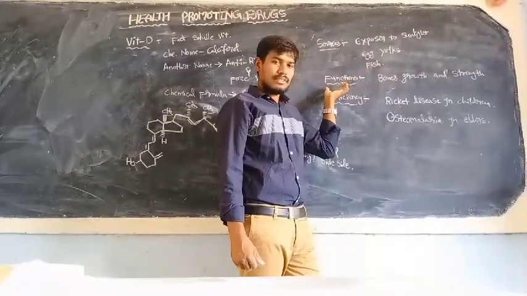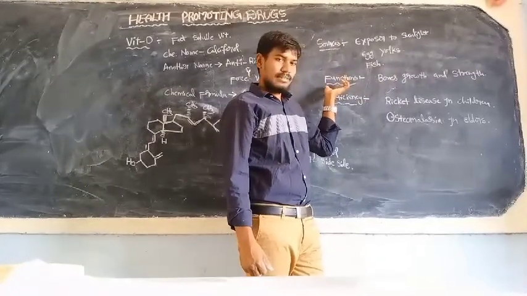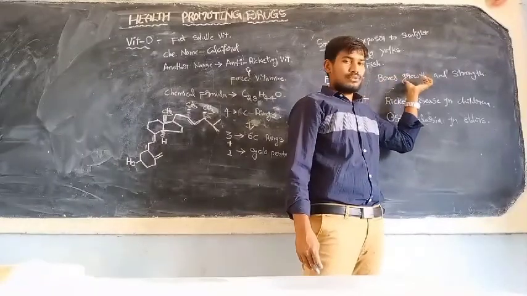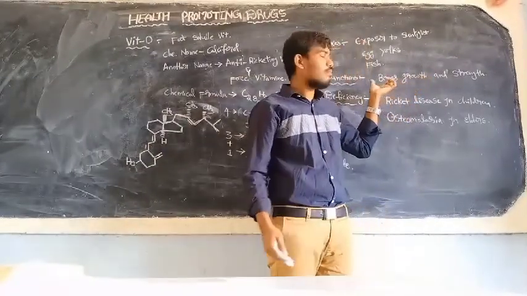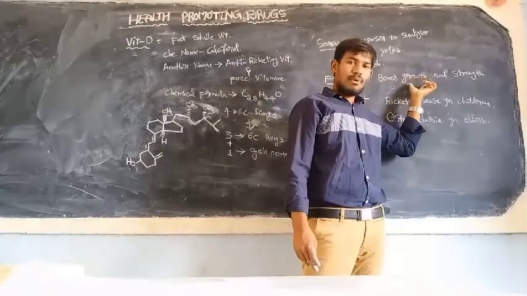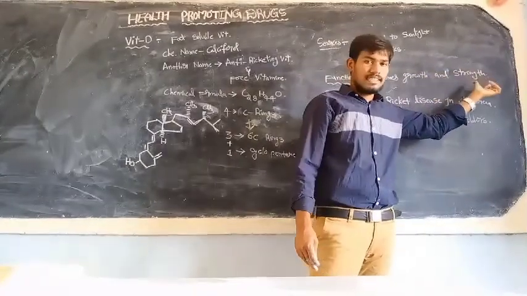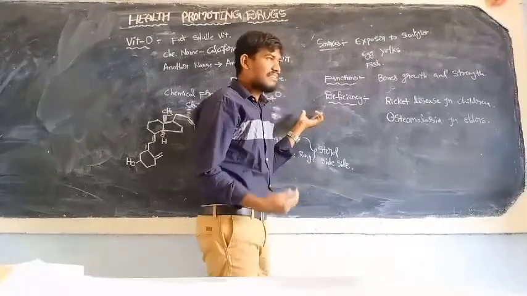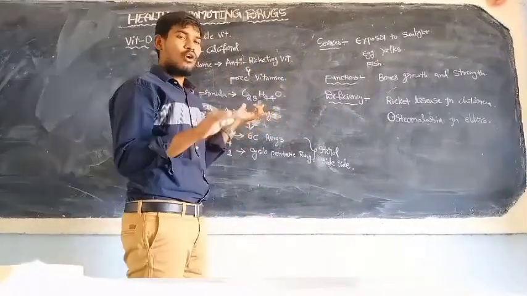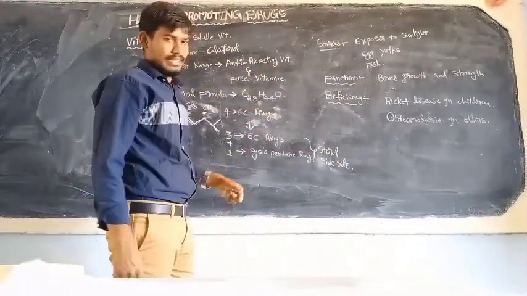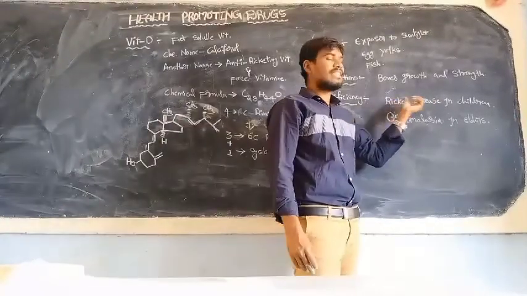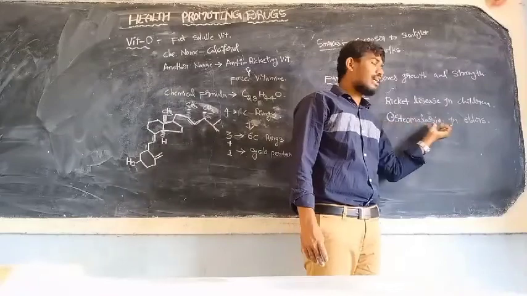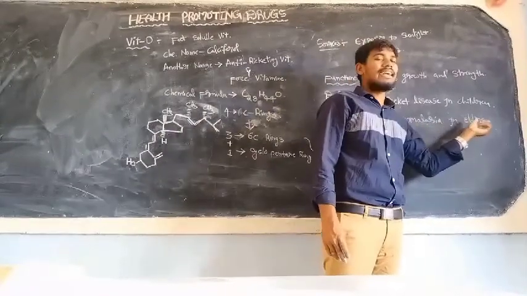Next, function: vitamin D increases bone growth. Vitamin D is useful for increasing bone growth and strength. Next, deficiency: a deficiency or low amount of vitamin D causes rickets disease in children and osteomalacia disease in elders.